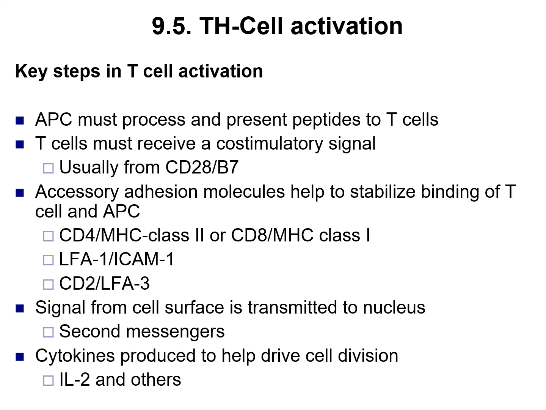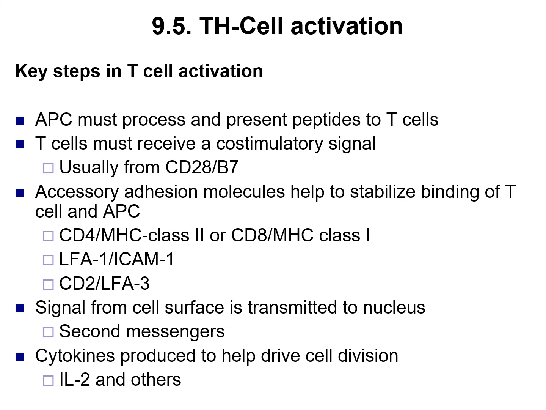Number three, adhesion molecules are needed to stabilize the binding of the T cell and the APC. If you remember, we said that this binding between APC and T cell is weak. So we need some help. And this would come from the CD4 MHC class 2 or CD8 MHC class 1, depending on the type of cell, and LFA-1, ICAM-1, CD2, and LFA-3. So those are the accessory adhesion molecules. They help in the binding between the APC and the T cells.